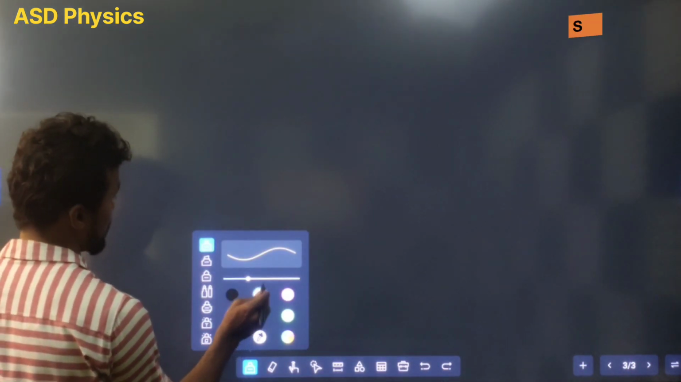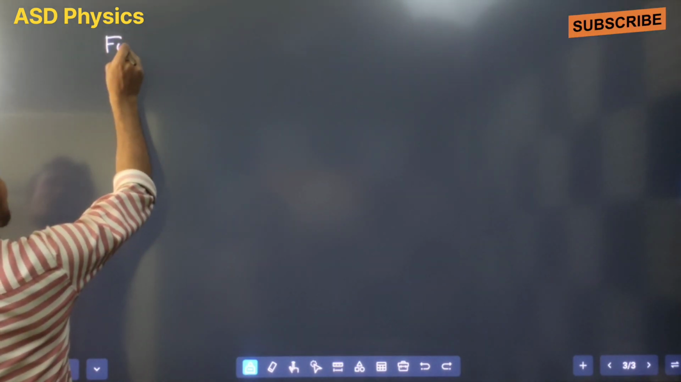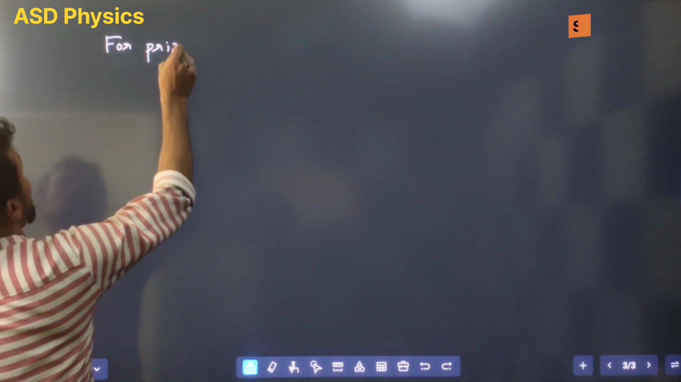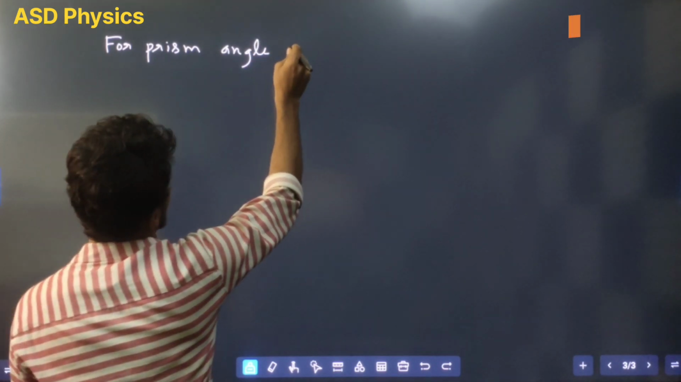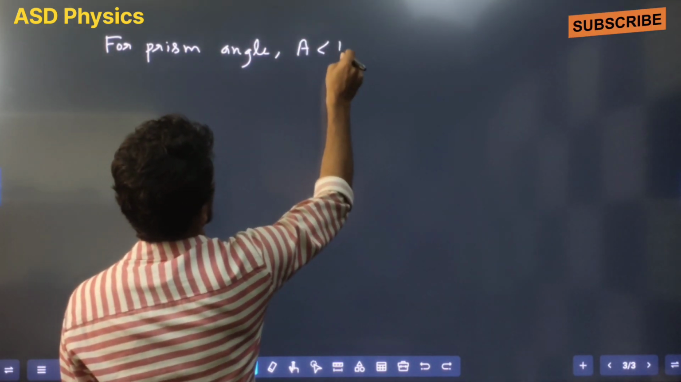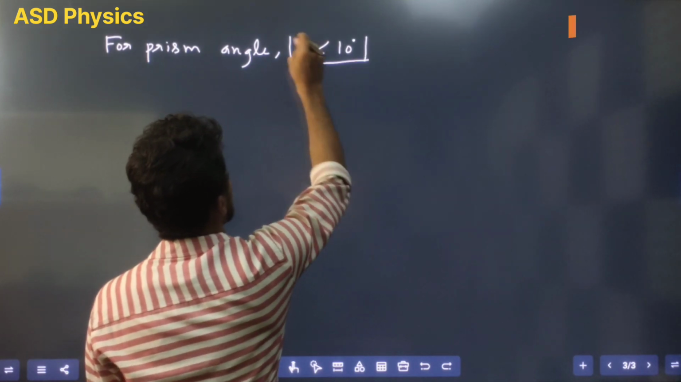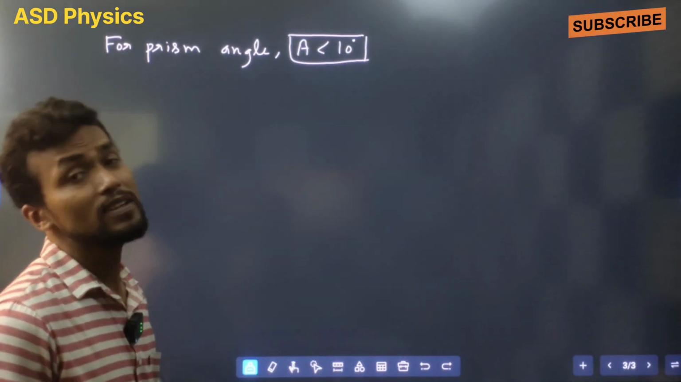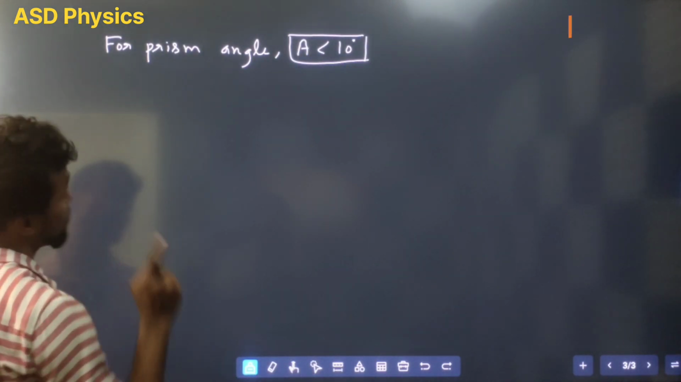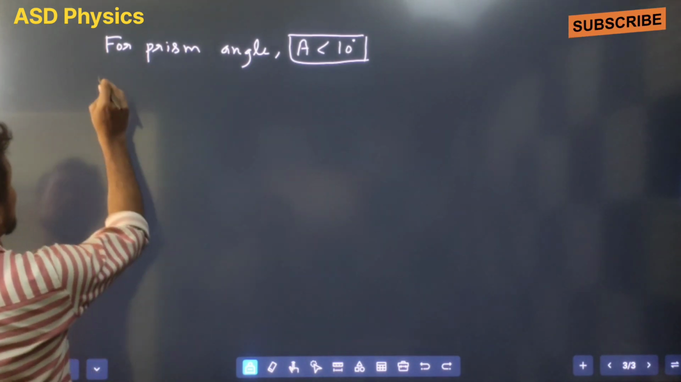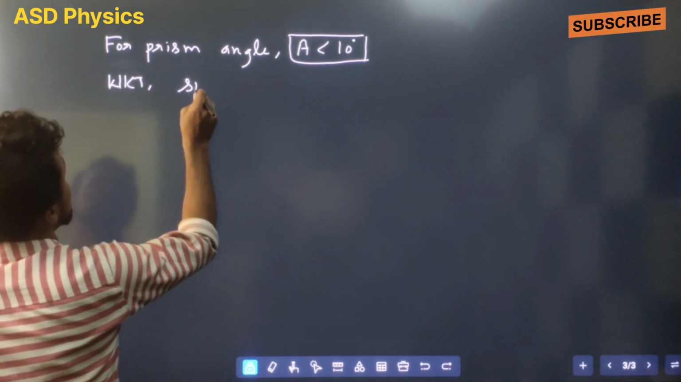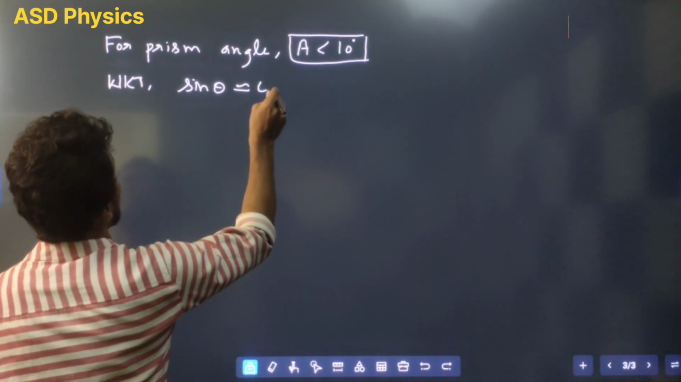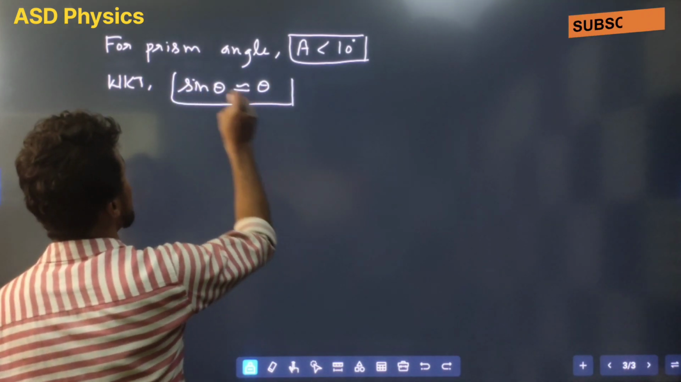See here, students. For prism angle A less than 10 degrees, we have to use the approximation of trigonometry. We know that sin theta is approximately equal to theta.